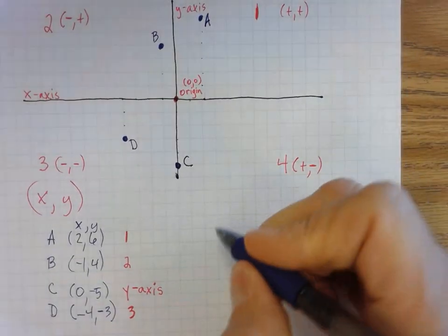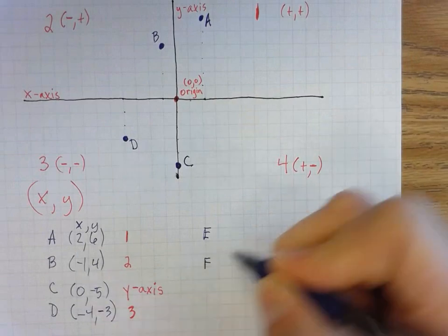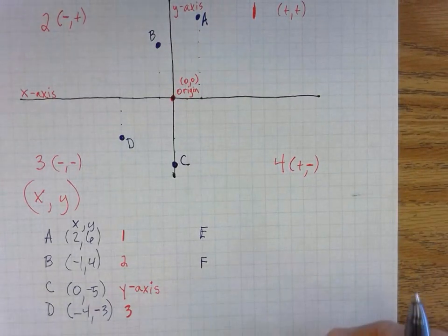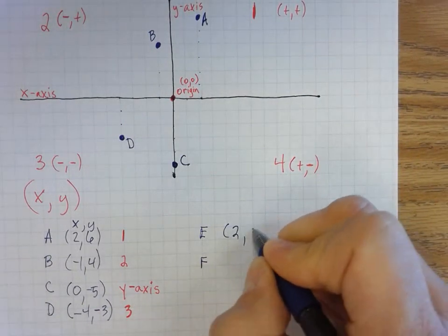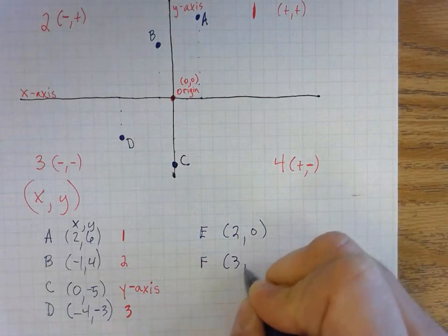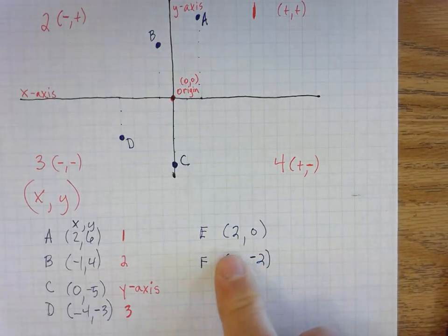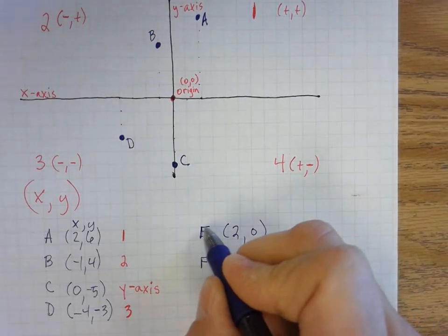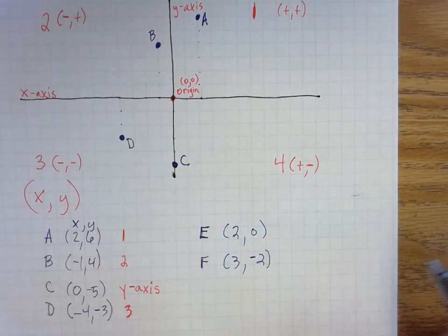Okay, so there's that. Let's just do a couple more to make sure everybody's good. So we'll come over here and we'll do E and F. For point E, we're going to go 2, 0. And for point F, we're going to do 3, -2. So go ahead and put your points on there. Put the little letter with them. E, 2, 0, F, 3, -2.